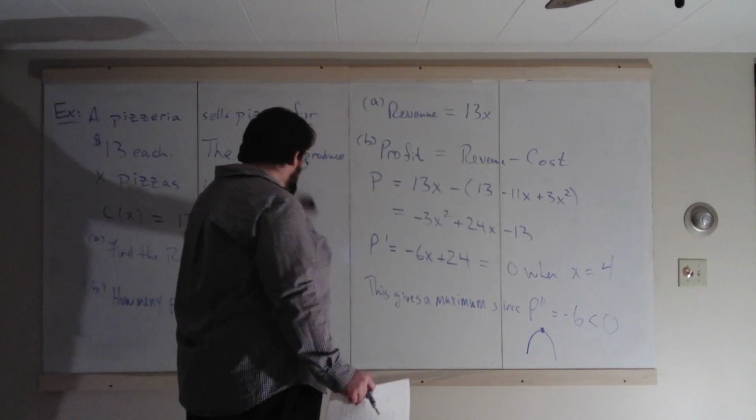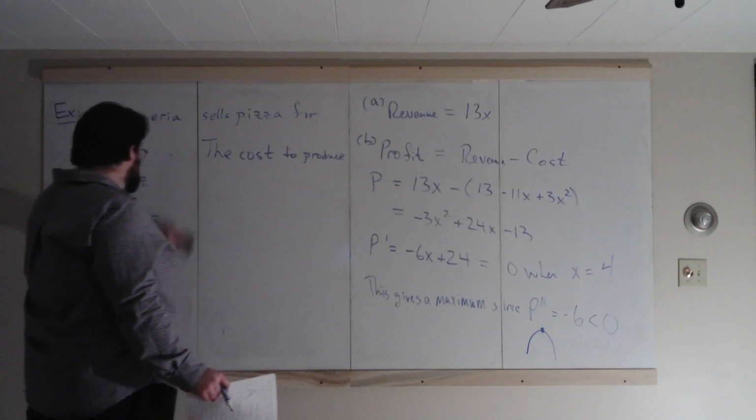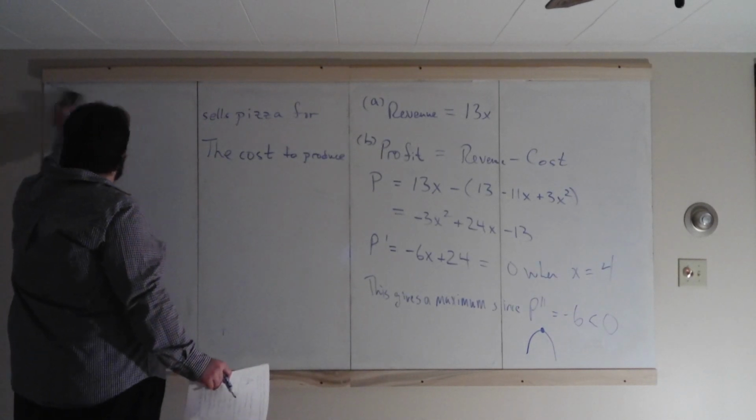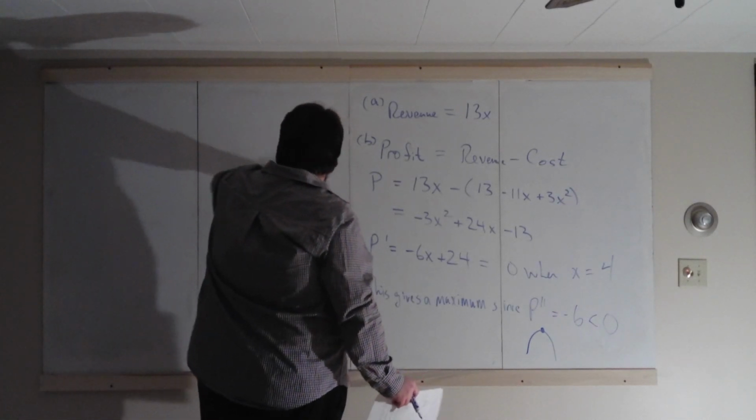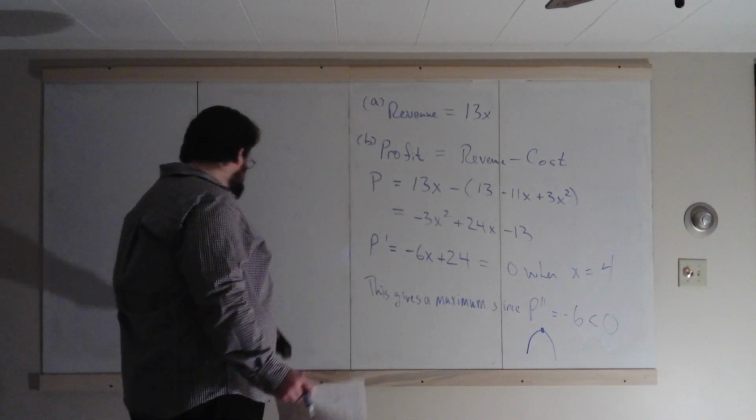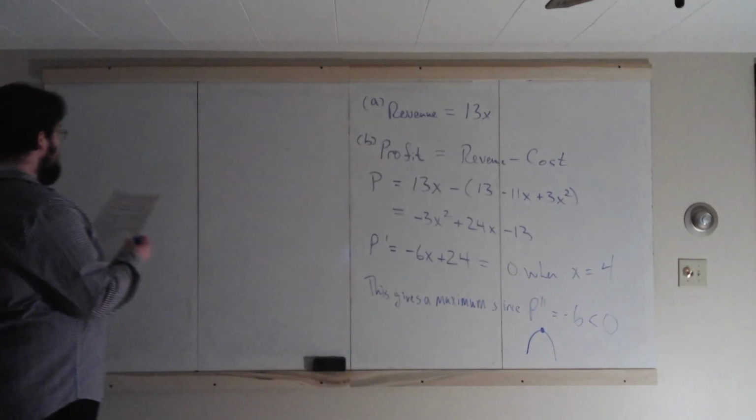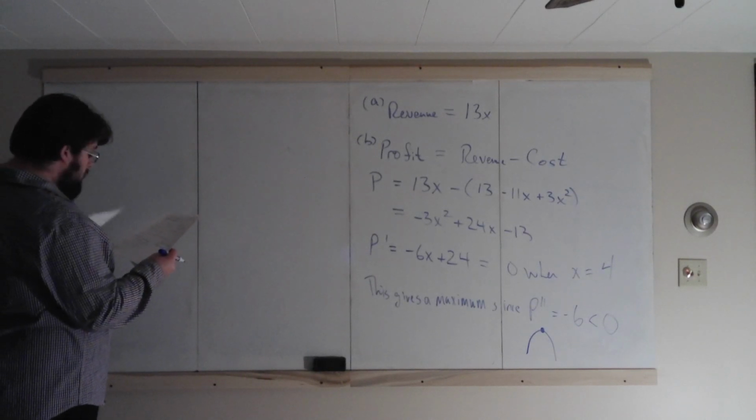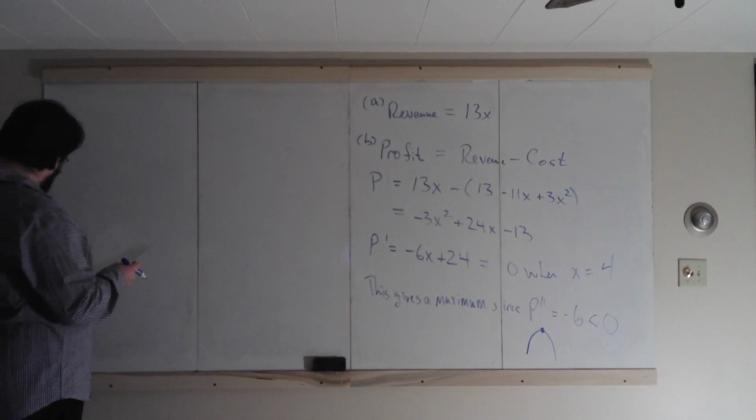So here, we needed to first find the revenue function. It's just the number of things you sold times how much you sell them for. Then the profit function, revenue minus cost, how much you take in minus how much you spend out. And then do calculus on that profit function. Let's do two more optimization questions.